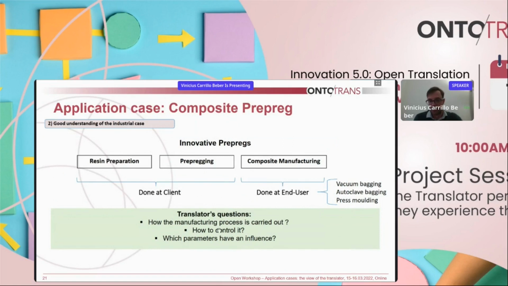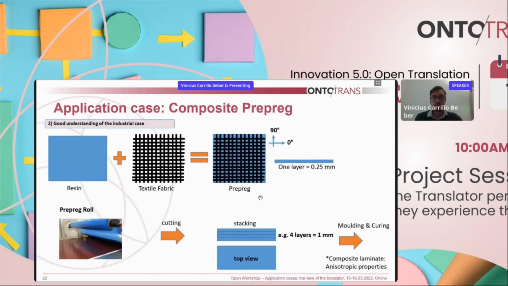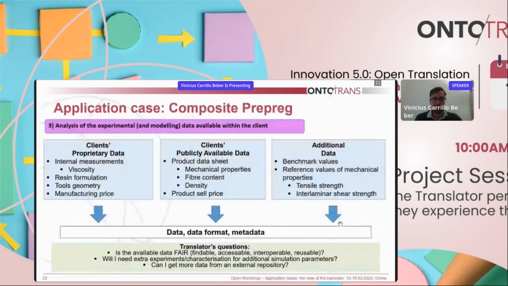The translation questions in this step are how the manufacturing process is carried out, how to control it, and which parameters have an influence. In this step, it's very important to understand how the process actually works. For instance, one needs to understand that a prepreg is formed using a resin and a textile fabric. It has certain anisotropic properties, then it has one layer, then afterwards the prepreg roll is cut, then it's stacked, and then there is a process of molding and curing.